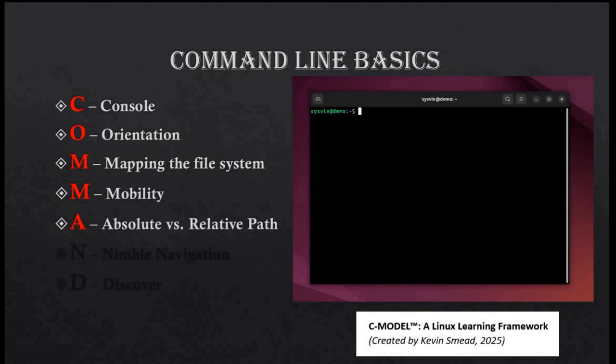A is for Absolute versus Relative Paths. N is for Nimble Navigation, tips to work more efficiently in the terminal. And D is for Discovery, using man, info, and help to learn more about the various commands that you will be running.